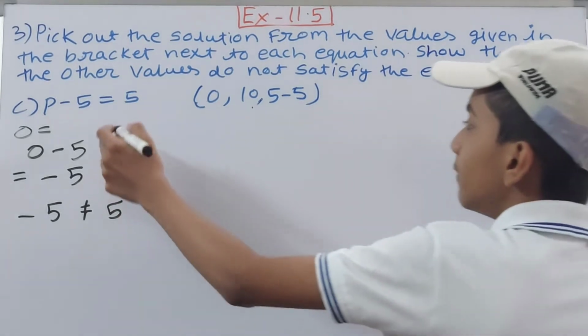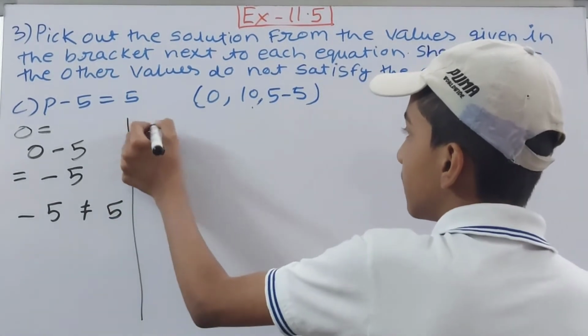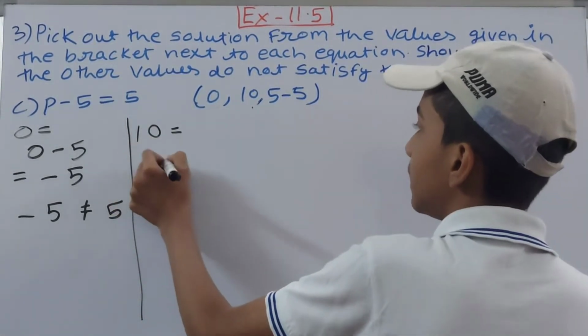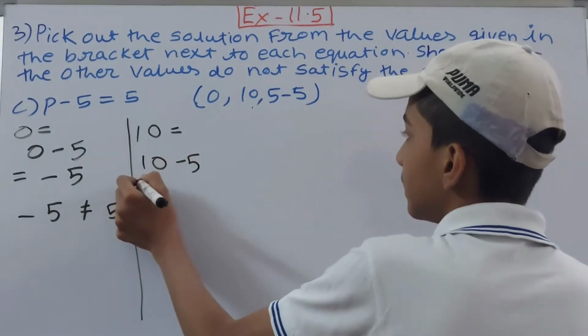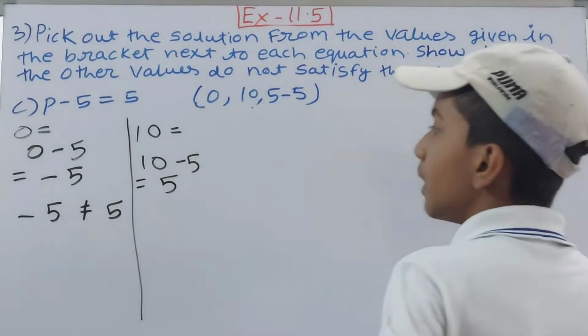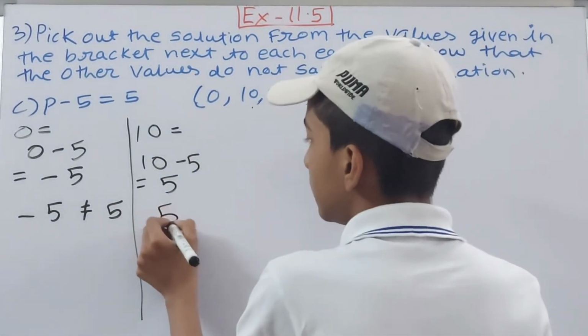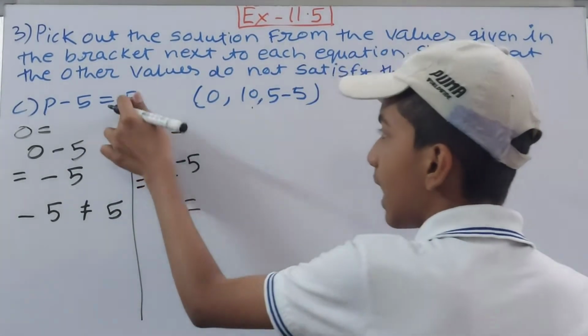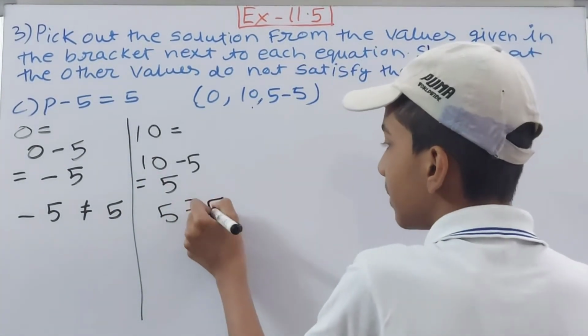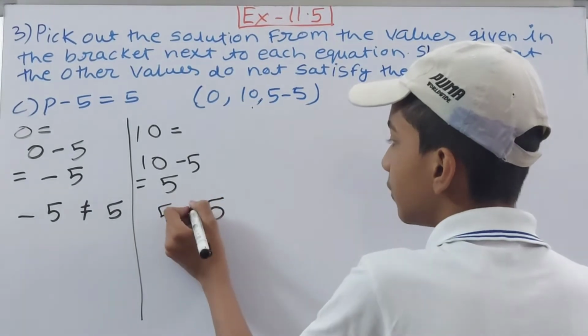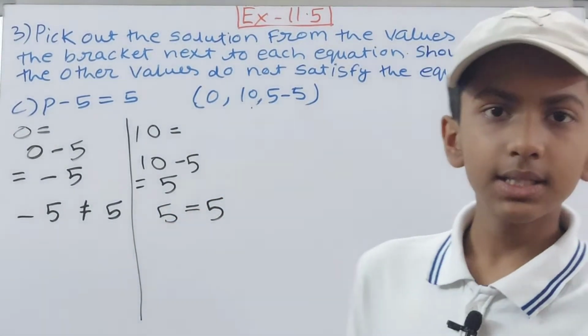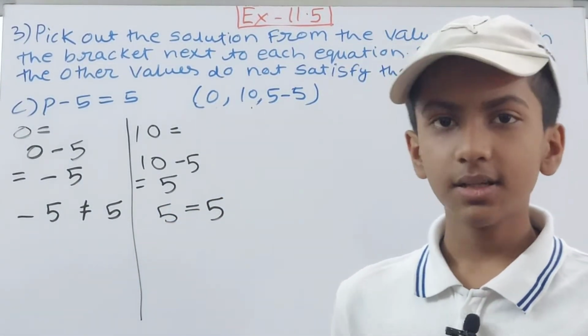Now next is 10. So for 10 we have 10 minus 5, that is equal to 5. Now 5 is equal to 5, you can see in the RHS we have 5 here. So keep that in mind. Both of these numbers are equal, that means the equation is satisfied.